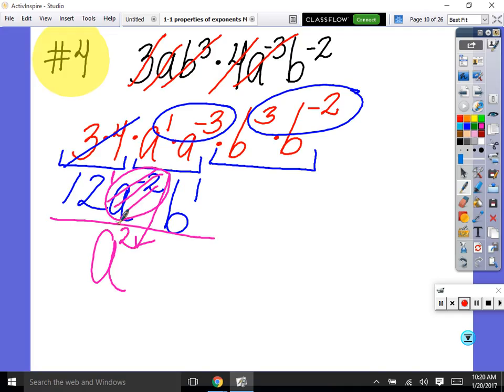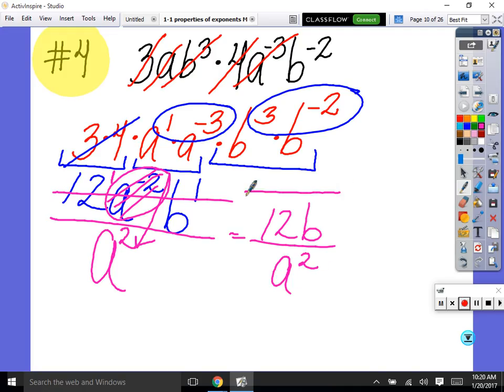So I'm going to make you rewrite this so that I have pretty answers. 12 is on top, b is on top. I don't need to put b to the first because b to the first is just b. And on bottom we have a to the positive 2. This would be the final acceptable answer.